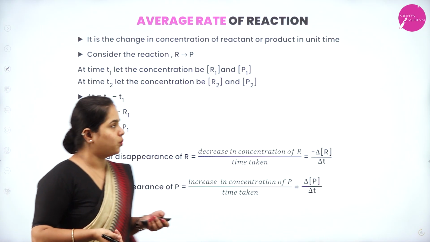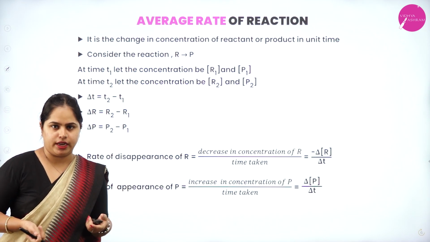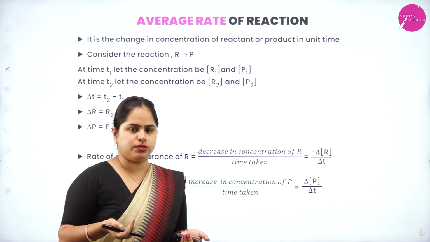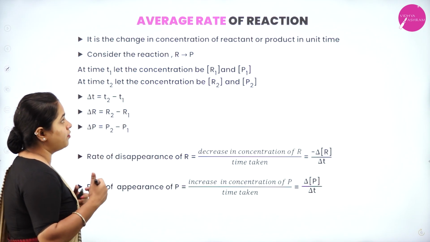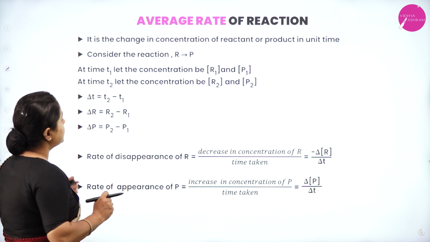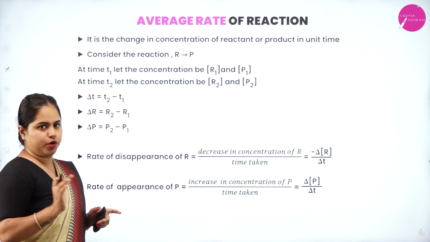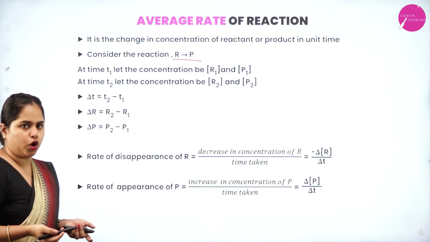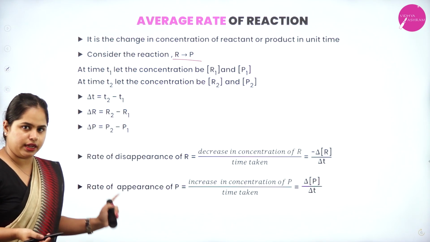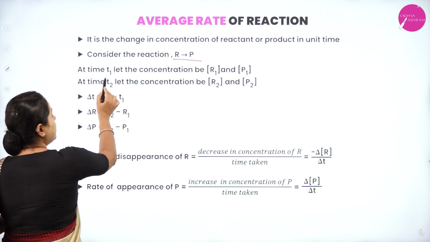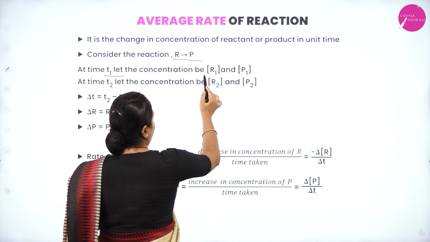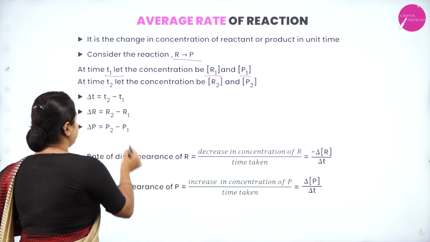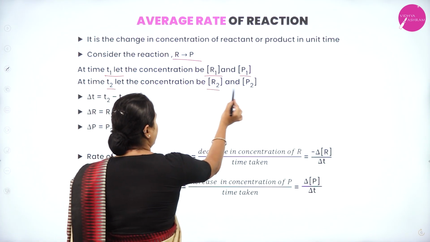Now moving on to the next one, that is average rate of a reaction. Same way we have studied in physics also, average speed. Same way we are going to study here, what is average rate of a reaction. It is the change in concentration of reactant or product in unit time. Let us consider reactant giving product, that is R giving P. R is a reactant, P is the product. At time T1, let the concentration of the reactant be R1 and that of product be P1. And at time T2, let the concentration of reactant be R2 and P2.